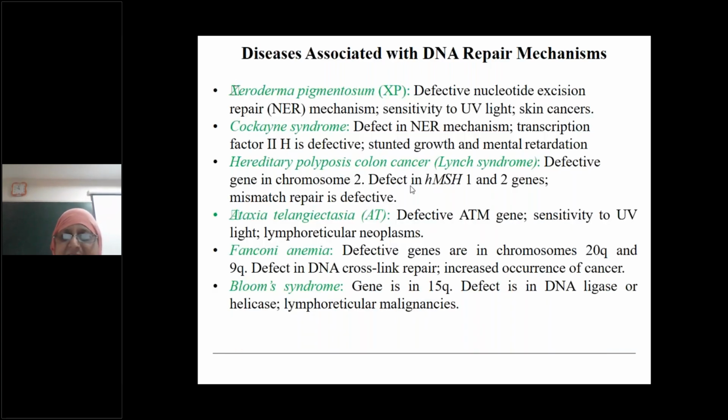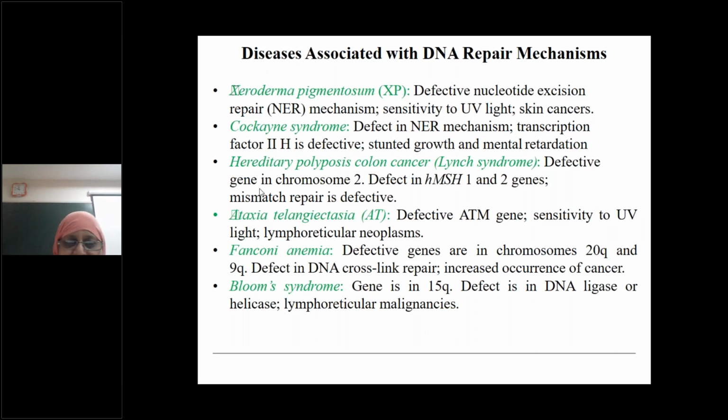So what are the diseases that are associated with the DNA repair mechanisms? We already mentioned xeroderma pigmentosa, that is seen in the nucleotide excision repair mechanism. And other than that, you also have Cockayne syndrome, which is also due to a defect in the nucleotide excision repair mechanism, where transcription factor 2H is defective, and these patients may present with stunted growth and mental retardation. While in xeroderma pigmentosa, there is sensitivity to UV light and skin cancers may occur.